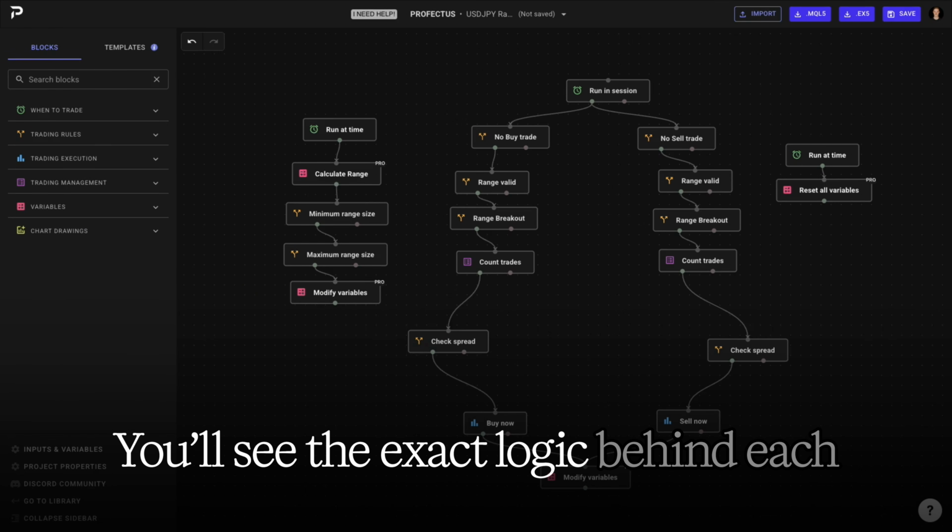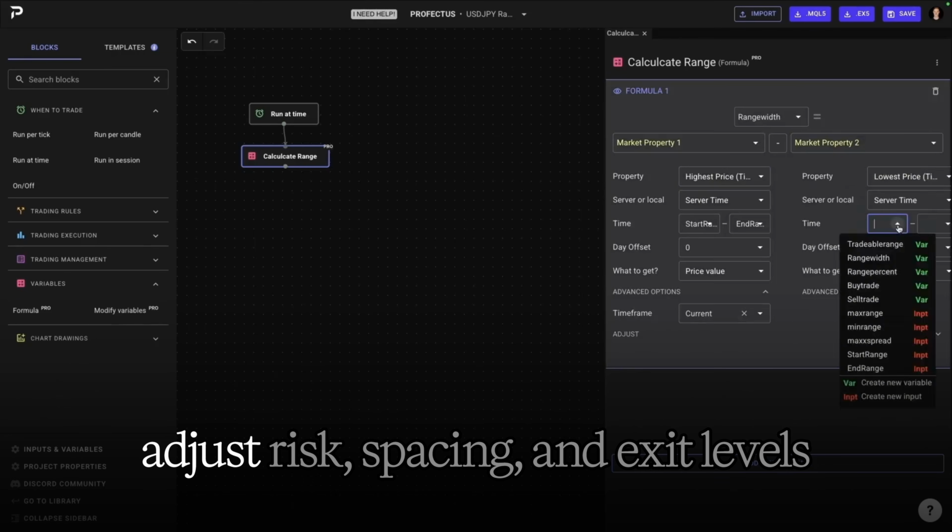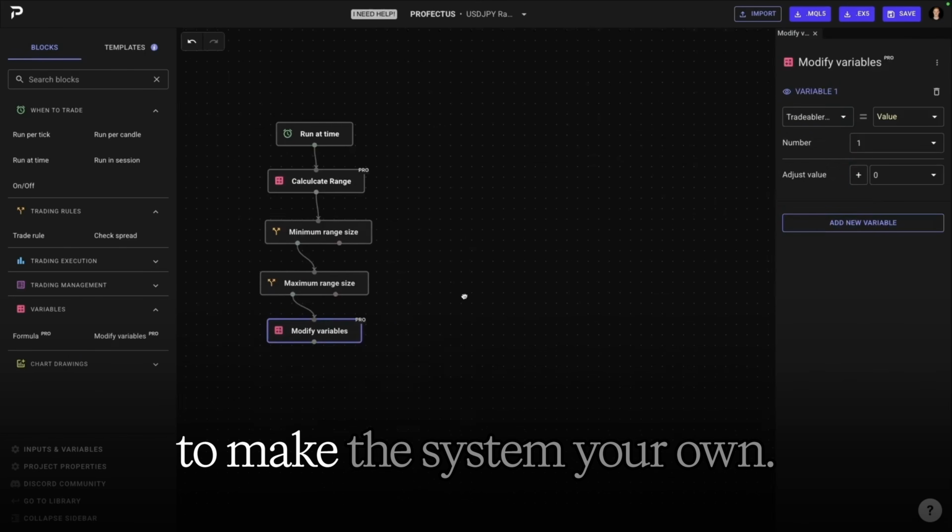You'll see the exact logic behind each block: entry, grid expansion, and profit management, and how to adjust risk, spacing, and exit levels to make the system your own.